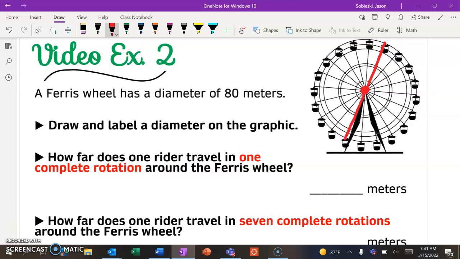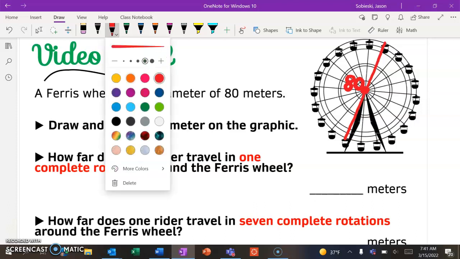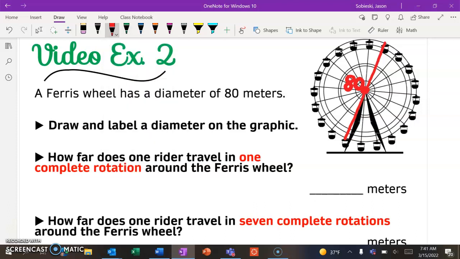And it could really be any of the spokes on the Ferris wheel. And we know that that's 80 meters long. Okay, so we've drawn our diameter. We want to think about how far a rider goes in one rotation.